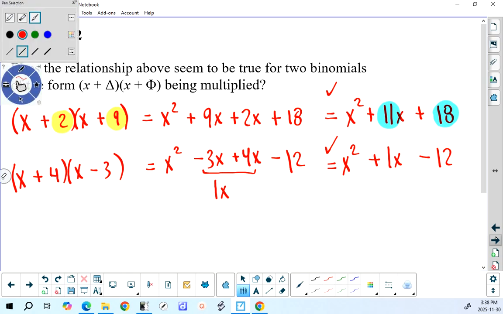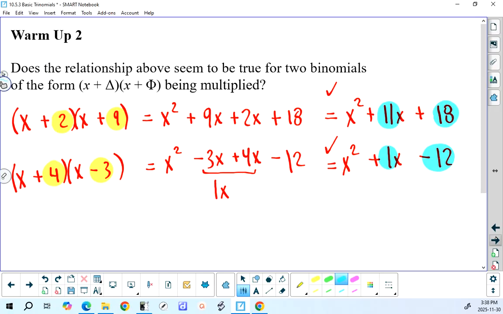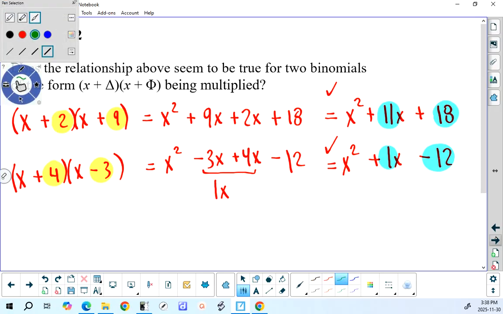Once again, if you take these two numbers and you add them together, you are going to get the coefficient of x. And if you multiply them, you're going to get the constant term. So, yes, it works. Now, there's some conditions to it working.